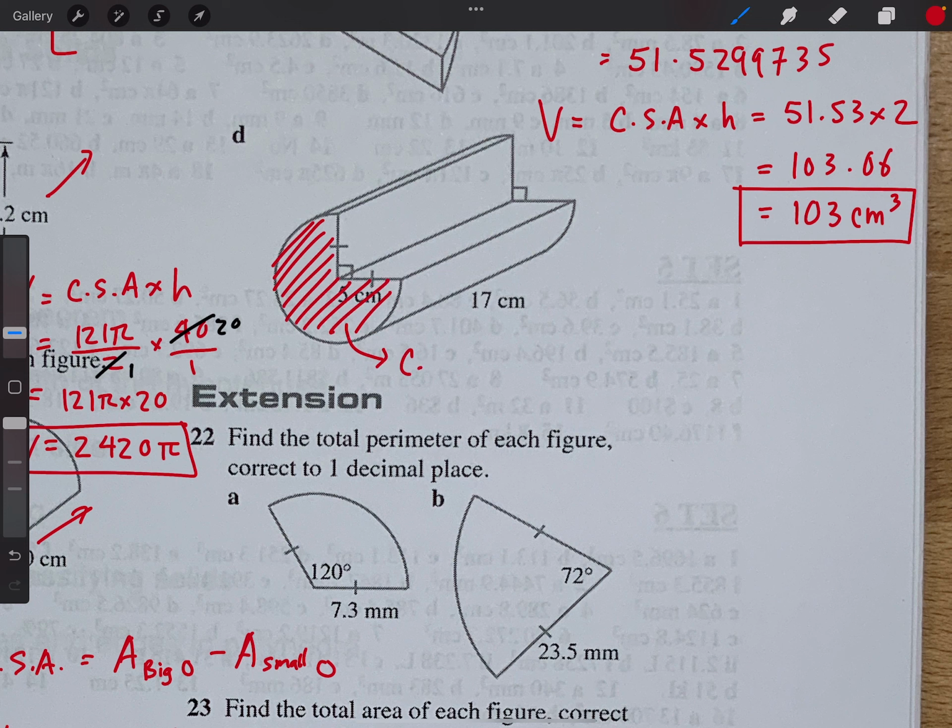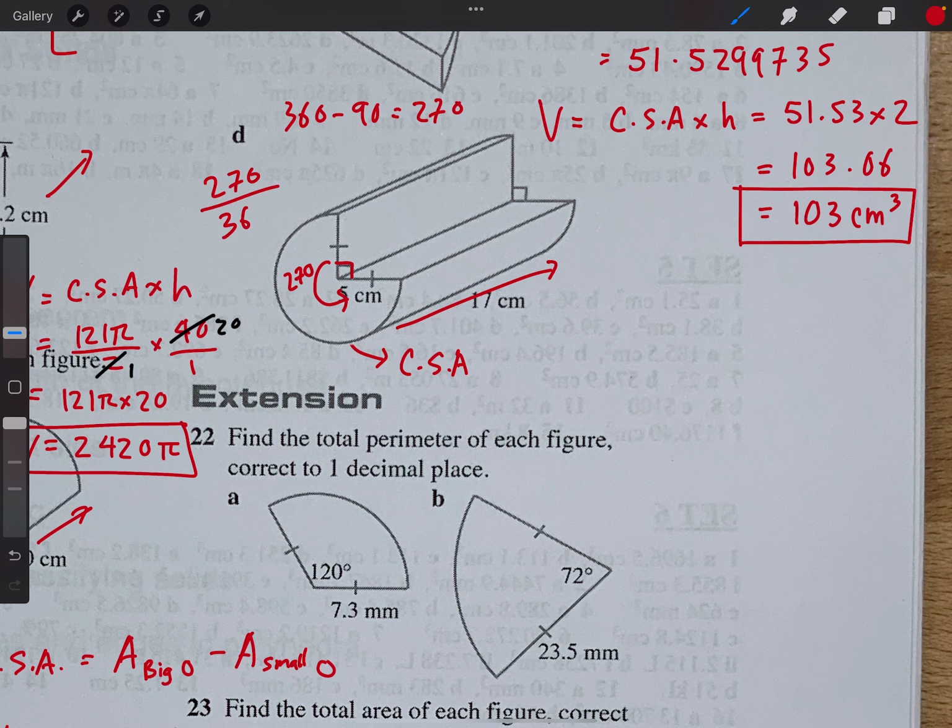So the cross-section area, then we multiply it by 17. Okay, so the cross-section area is really, what fraction of a circle is this? You can see it is 3/4, because this is 90 degrees, so this must be 270 degrees. 360 minus 90 is equal to 270, and 270 over 360, divided by 90, you get 3 over 4, 3/4.